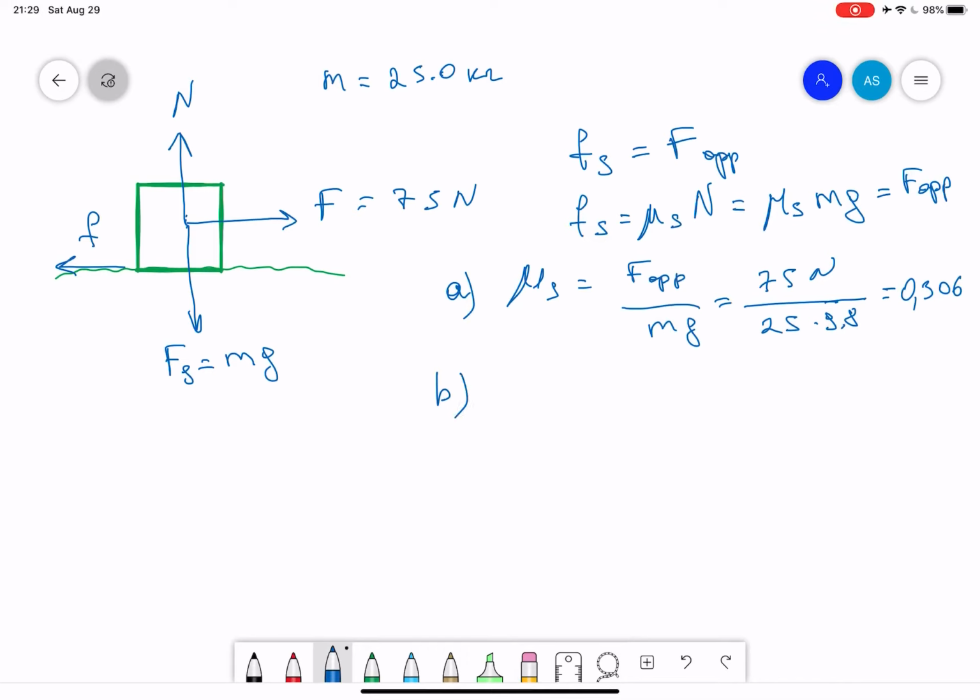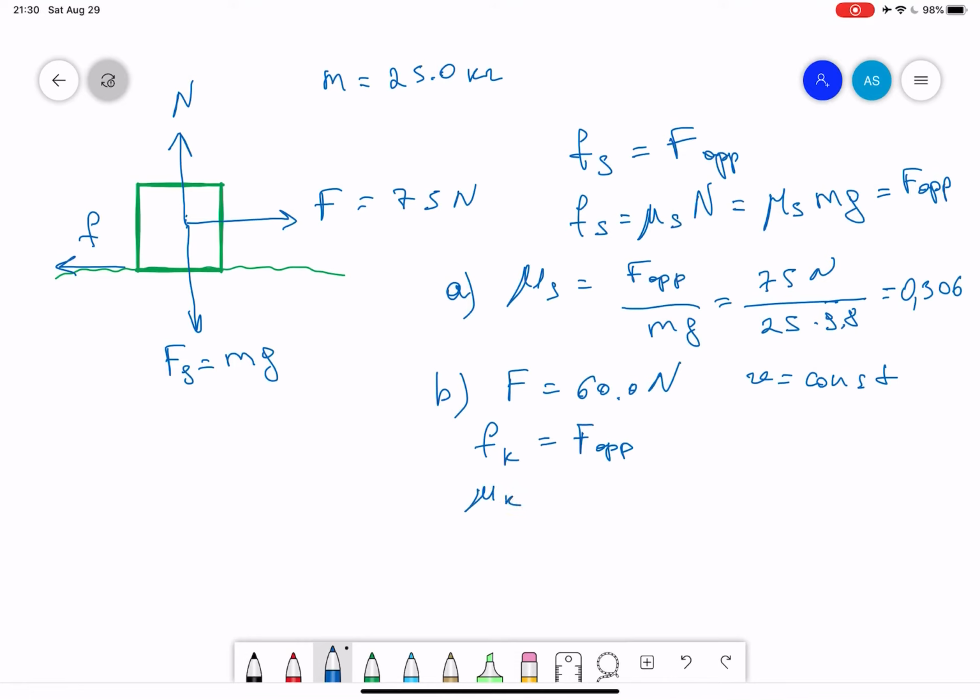Okay, now what about part B? Now in part B, once the block has started moving, you just need 60 Newton in order to keep the motion at a constant speed. In that case you have to apply kinetic friction, which means F kinetic friction is equal to F applied. So the same thing, except instead of mu s you apply mu k.